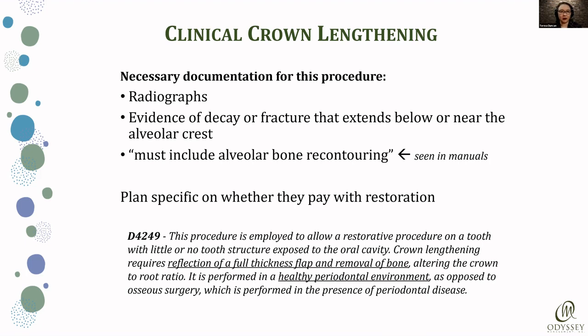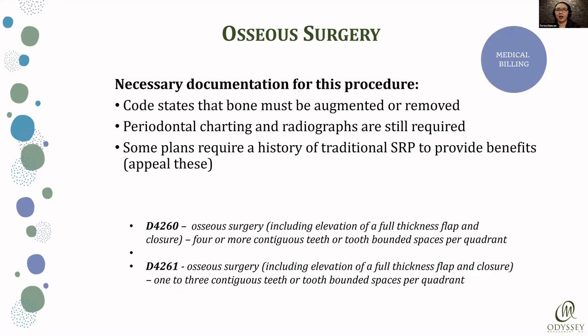Now, I wanted to point out in the definition of 4249, the crown lengthening, there's a requirement there. Reflection of a full thickness flap and removal of bone is actually part of the requirement. So again, is that something I would have as part of the clinical notes? Yes. And it must also be performed in a healthy periodontal environment. So if you send in x-rays and there's perio all over the place, that's going to be a reason for denial. So you can see that that's a problem. Okay. Osseous surgery.